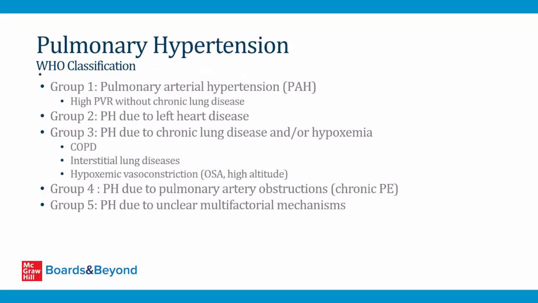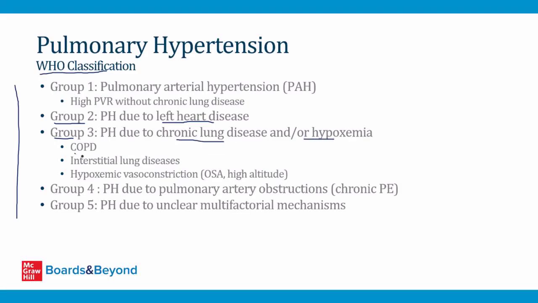So the World Health Organization classifies pulmonary hypertension into 5 distinct groups. And if you understand everything we went through in the last couple of slides, these groups are fairly straightforward to understand. So the group 2 patients, let's talk about them first. These are patients who have pulmonary hypertension due to left heart disease, meaning high left atrial pressure, just like we discussed. The group 3 patients are patients who have pulmonary hypertension due to chronic lung disease or hypoxemia.